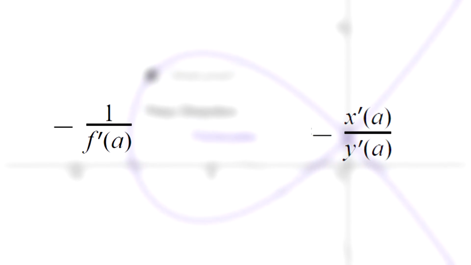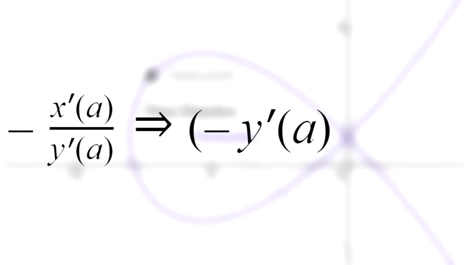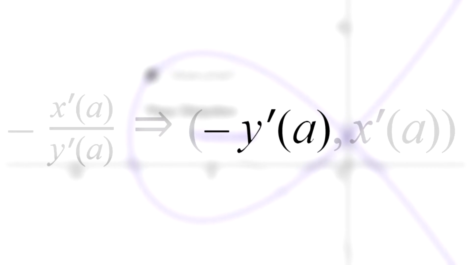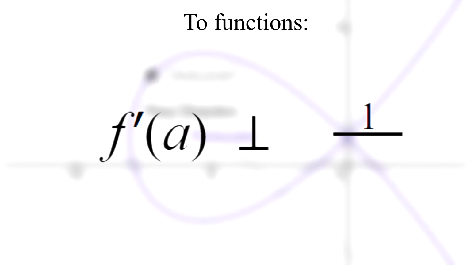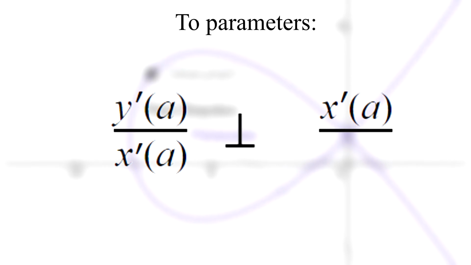With these two slopes at hand, we can analogically come up with a direction perpendicular to the parameter, where this direction could be negative y prime a, x prime a. However, this is still confusing because negative y prime a on the x-coordinate and x prime a on the y-coordinate? As you may know, in the case of perpendicular directions, the rise and run get flipped over. For functions, 1 is the rise and negative f prime a is the run, and for parameters, x prime a is the rise and negative y prime a is the run.